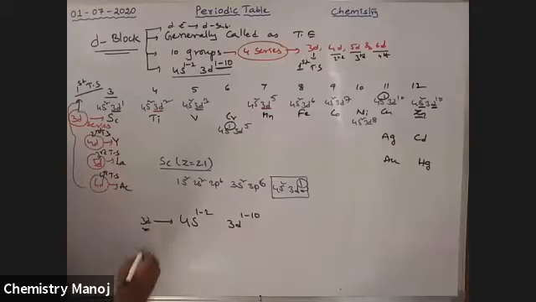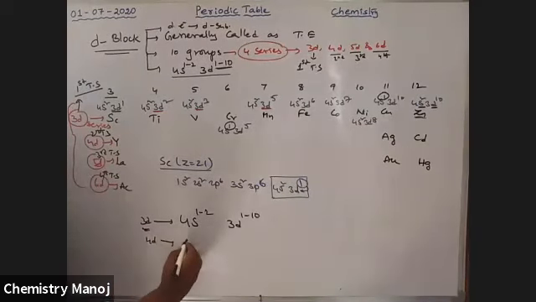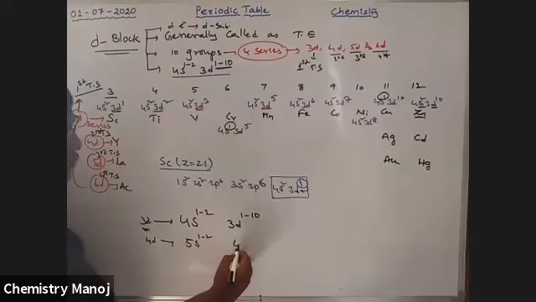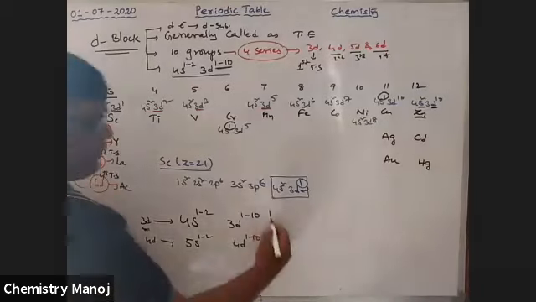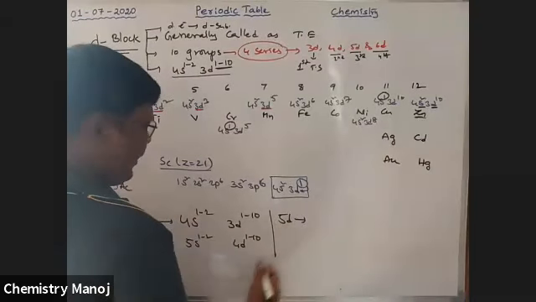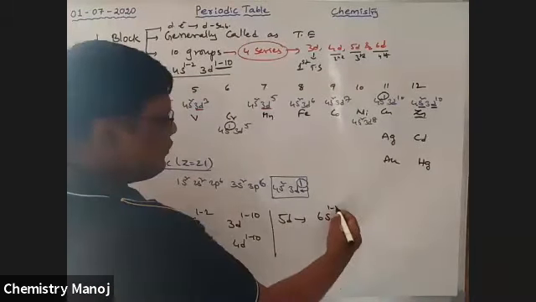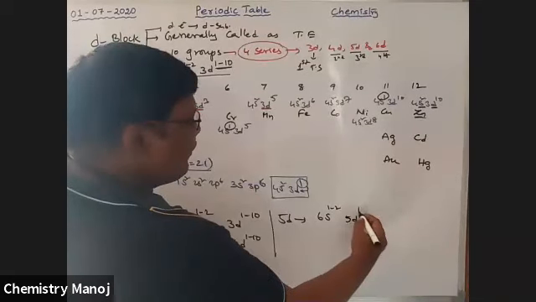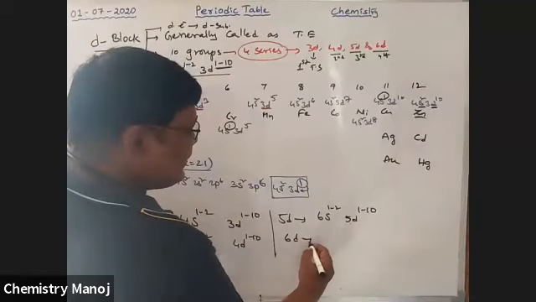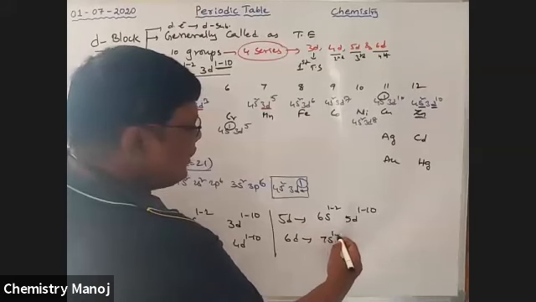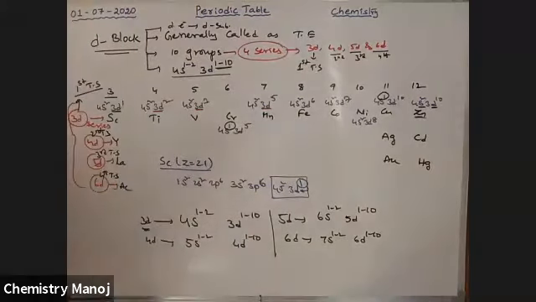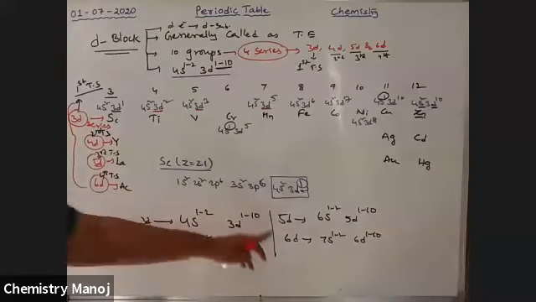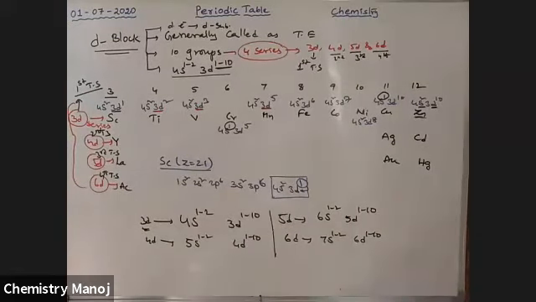Only for 3d. Now, for 4d series elements, it is 5s1 to 2, 4d1 to 10. For 5d series elements, it is 6s1 to 2, 5d1 to 10. For the 6d transition series, it is 7s1 to 2, 6d1 to 10. That is the 3d series, 4d series, 5d series, and 6d series. These are the general electronic configurations for those particular series.